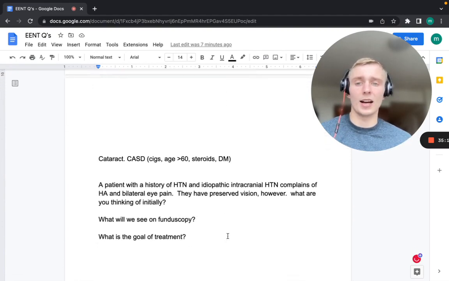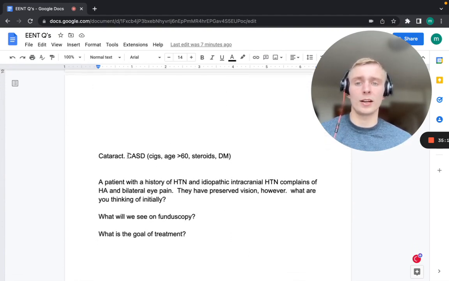So this is going to be a cataract. How I remember the 4 biggest risk factors is CASD, cast: C, cigarettes; A, age over 60; S, steroids; and D, diabetes. So again, cigarettes, age, steroids, and diabetes are the risk factors for cataracts.